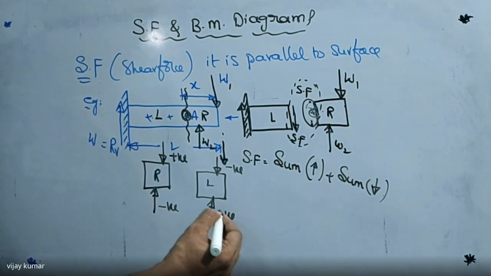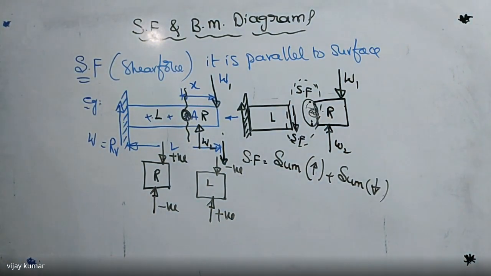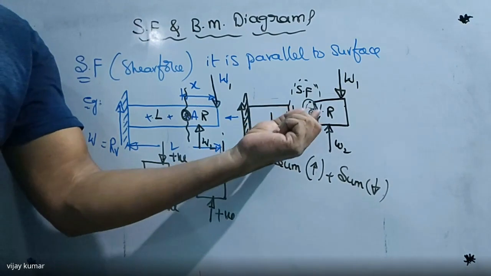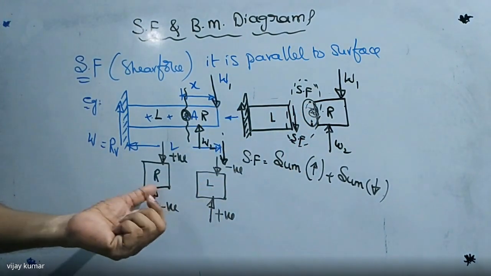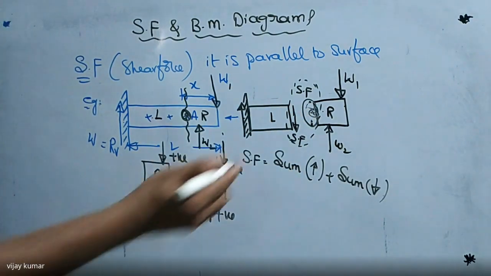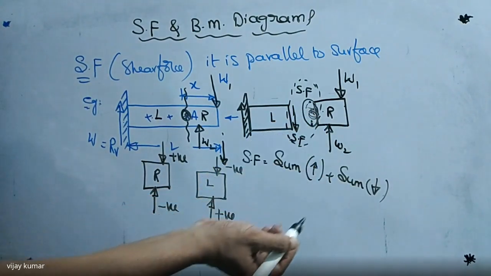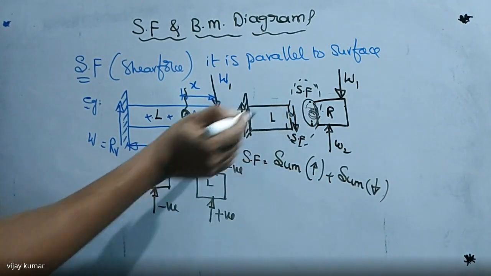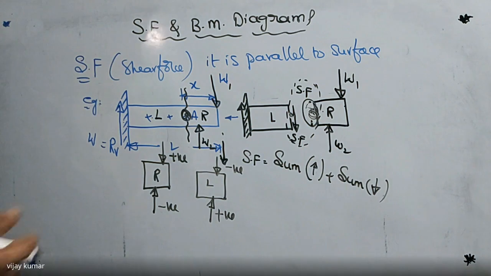If you take these two conditions, we get the same value at that point, but the direction is opposite. If the shear force at this point is a plus value, the value of shear at that point from the other side must be negative, but both have the same magnitude. I'll prove it later. Did you get my point?